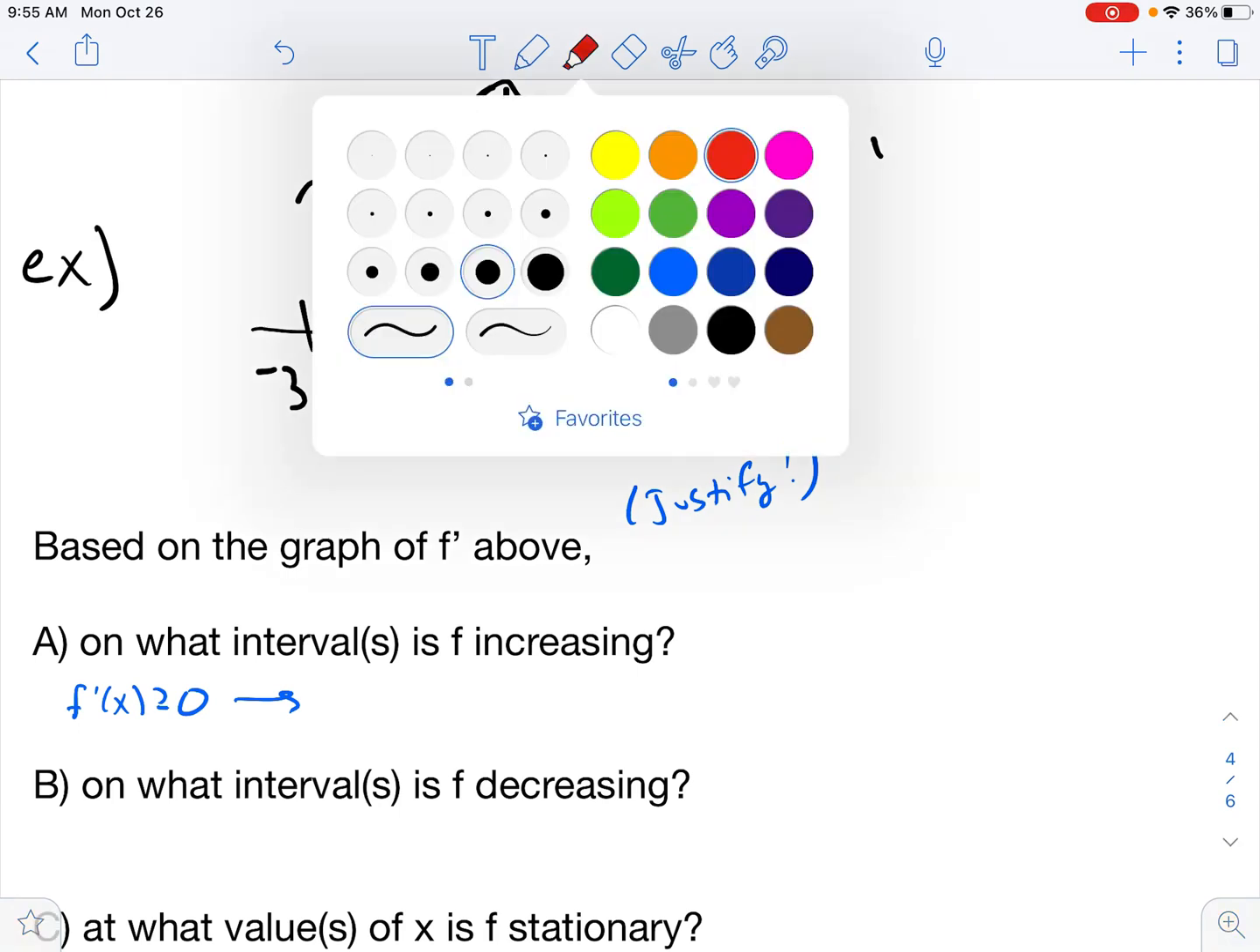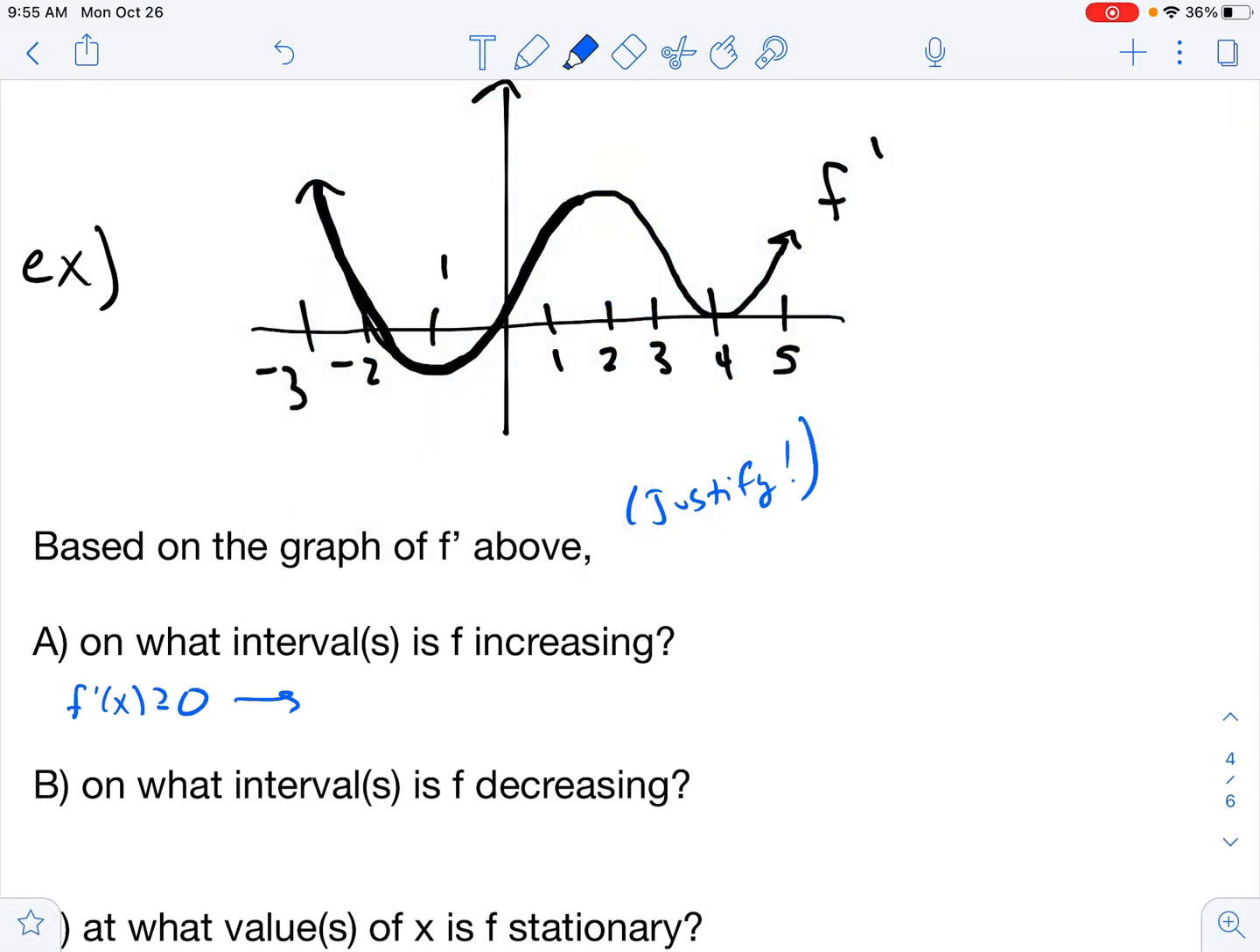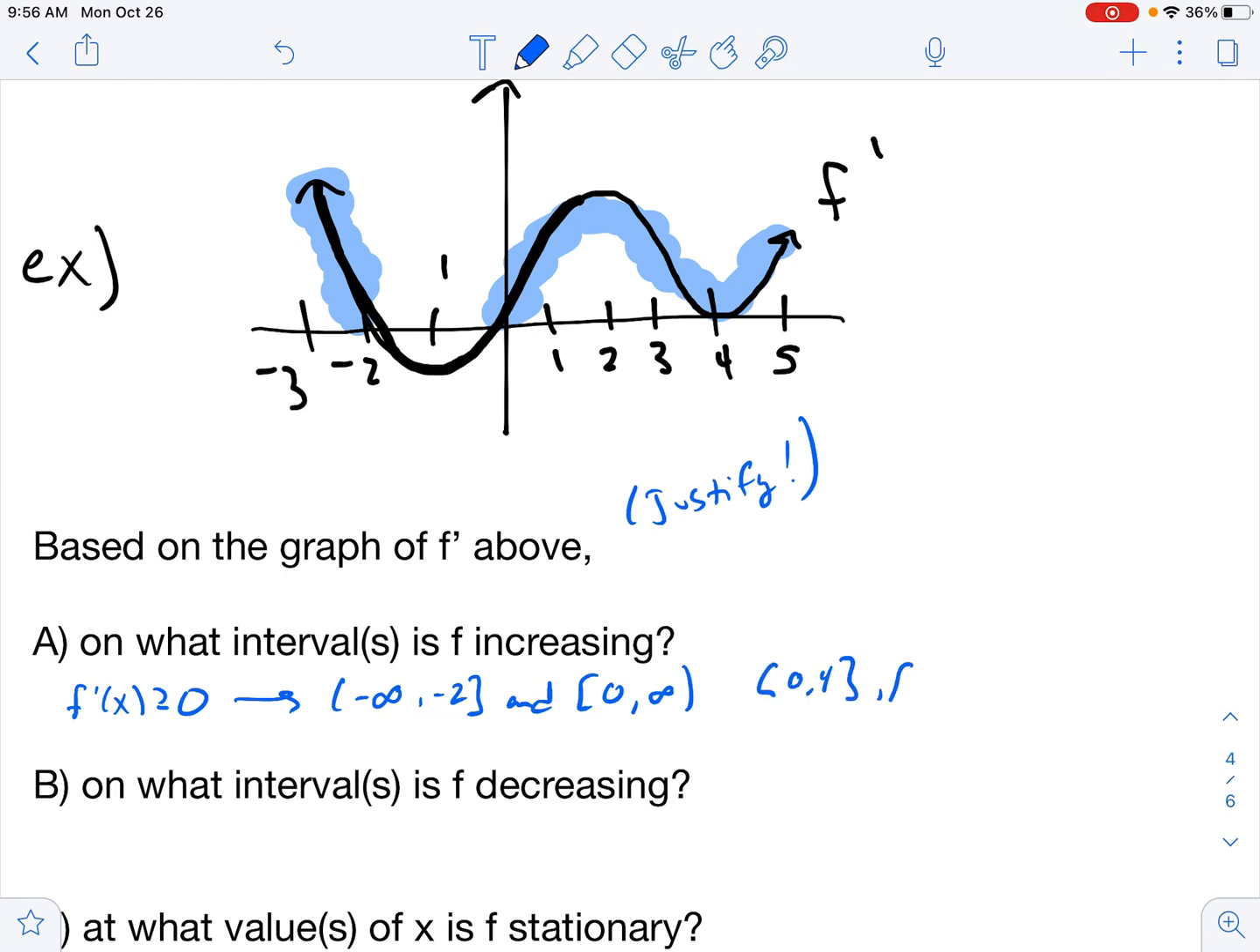Okay, so when is the first derivative positive? Well, when is the graph of the first derivative positive? It's when the graph itself is above the x-axis. The graph is positive, greater than or equal to 0, in these regions. So that's going to be from negative infinity up to and including negative 2, and then again from 0 to infinity, really. We can go 0 to 4 like this, and then include 4 to infinity, but we may just go right from 0 to infinity, because it's closed intervals. All right.